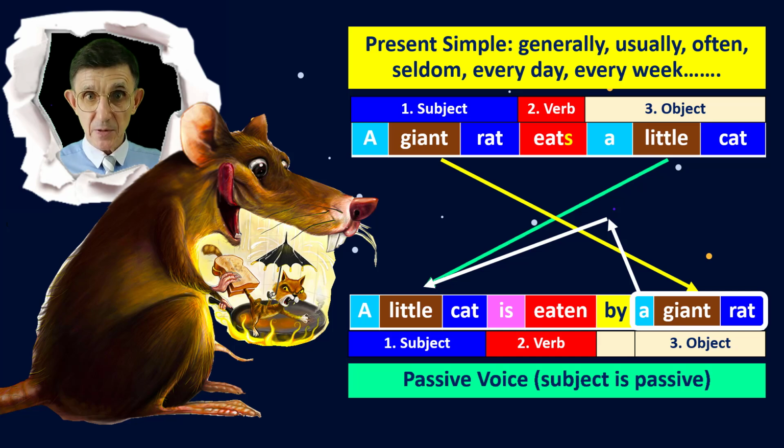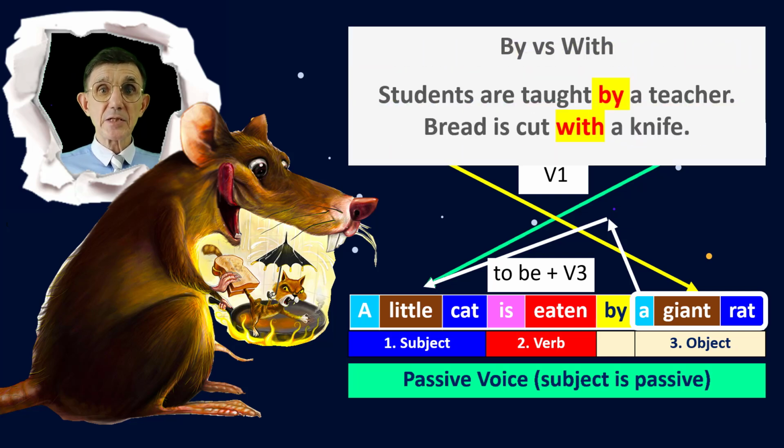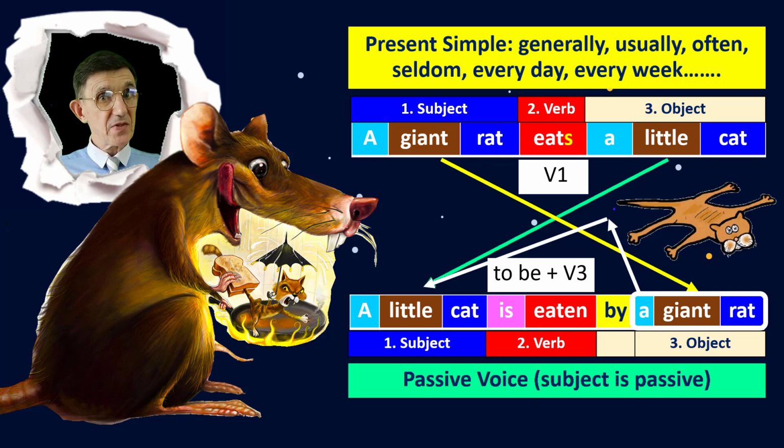In the present simple tense active voice, we use the verb 1, while in the passive voice, we use the auxiliary verb to be and the main verb in the third form. Verb 3, there is also a preposition by or with that stays between a main verb and an object. We use by when an object is a living thing, and we use with when an object is a non-living thing. Why should we use a passive voice if the result of the action is the same? Either a rat eats a cat or a cat is eaten by a rat. The result is a dead cat.